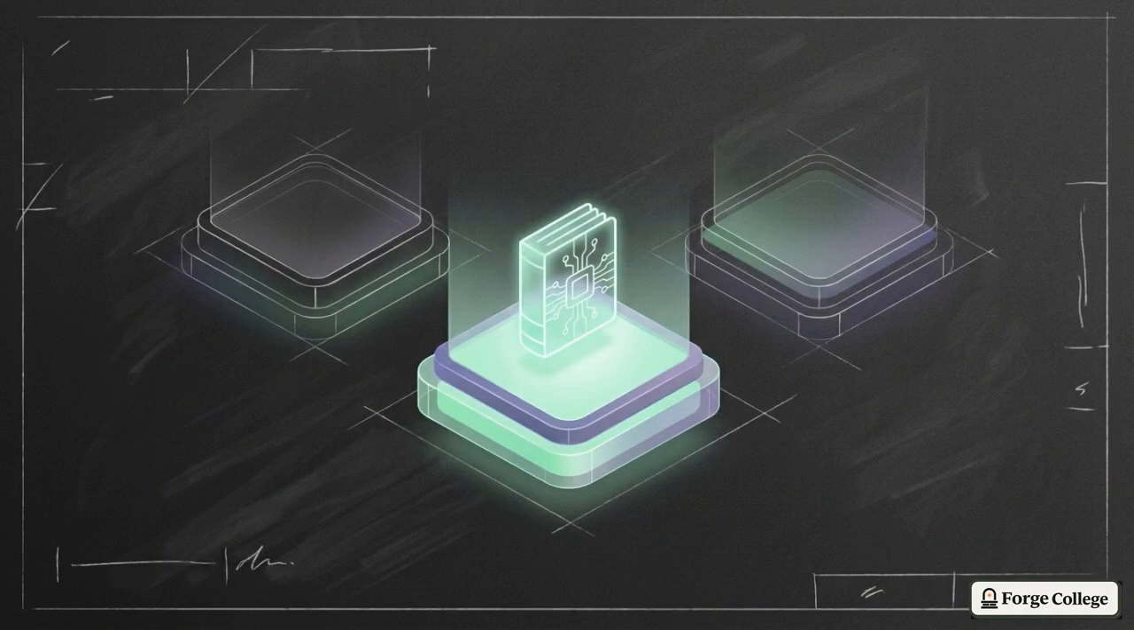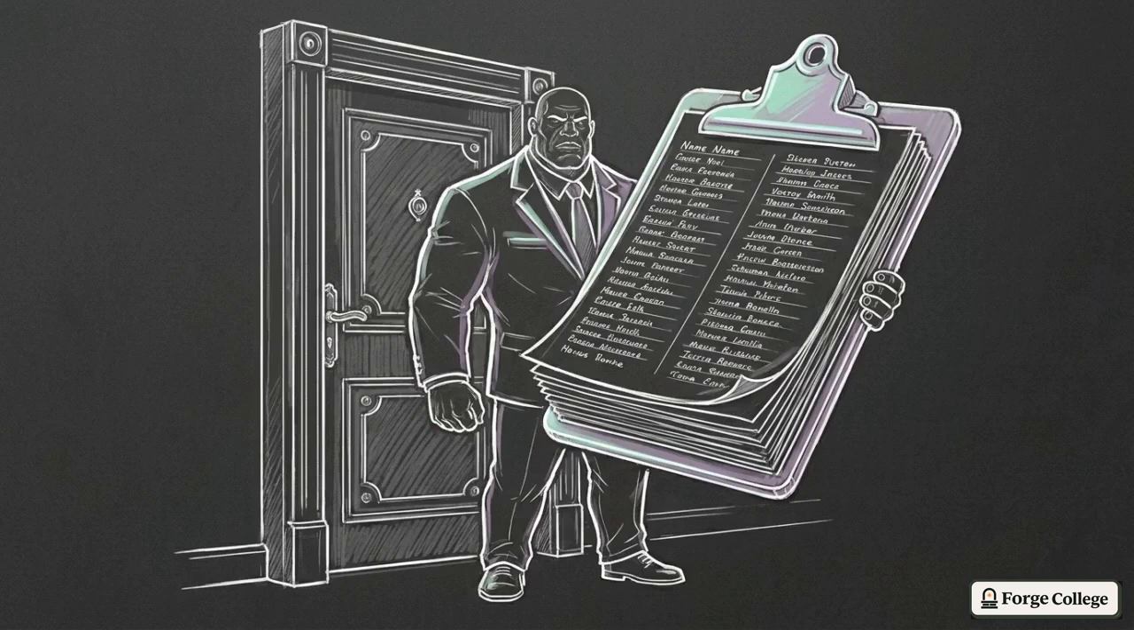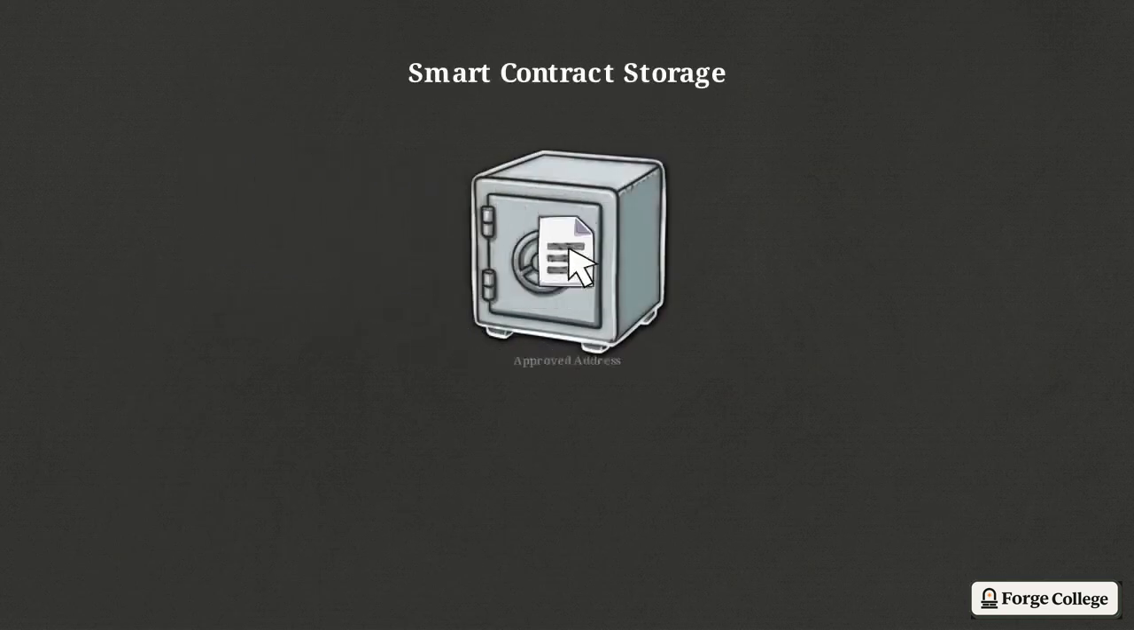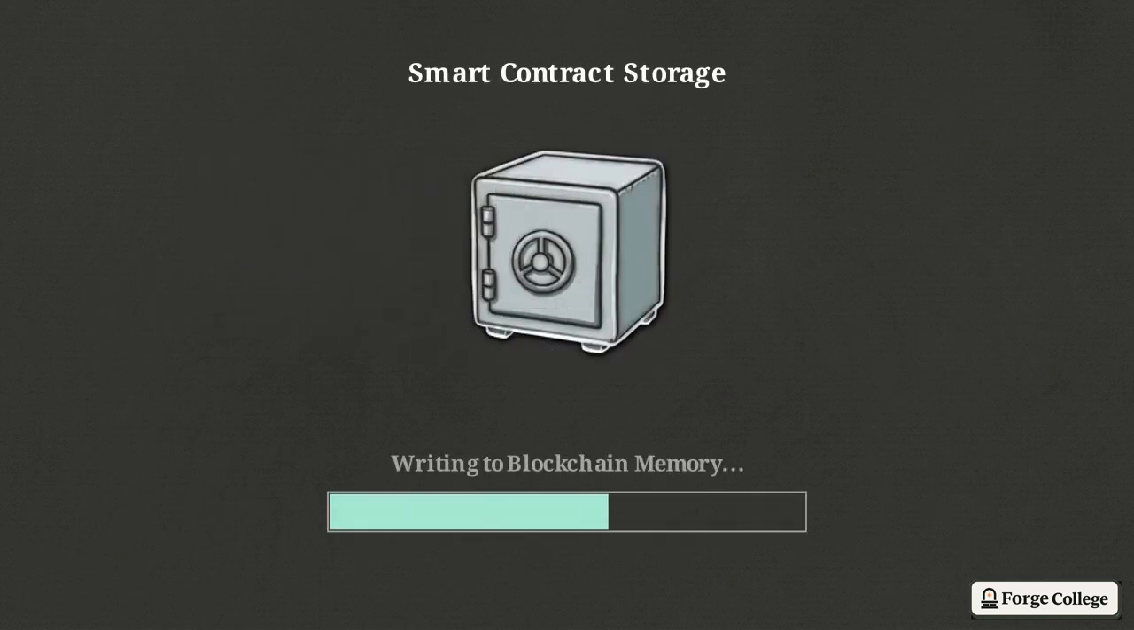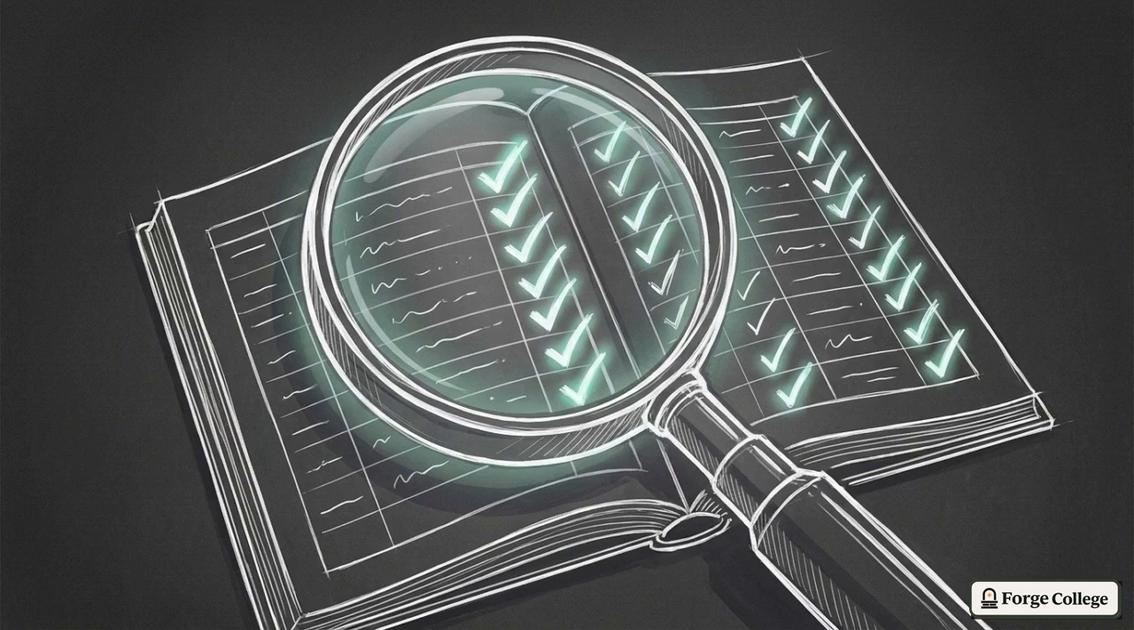There are three main ways to build this. The first is a centralized registry. This is like a bouncer holding a massive, heavy clipboard with every single name written on it. In this model, an administrator manually writes every approved address directly into the blockchain's memory. This creates a transparent ledger record for auditors, but it has a high cost.